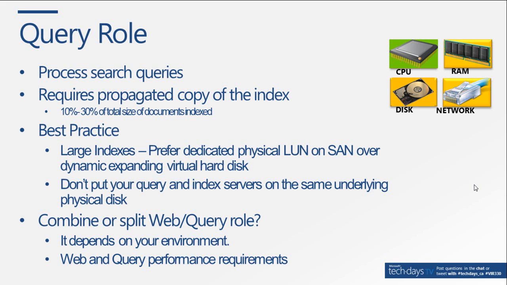So either that's going to be on a central storage area network as a physical LUN there, or using a fixed size virtual hard disk, which is a pre-configured amount of disk space for the virtual machine's virtual hard disk, and that's going to give you very, very good performance. The other thing to keep in mind, if you're going to have an index server and a query server using the exact same storage infrastructure, keep them off the same physical disk. Have your index server using one set of physical disks and your query server using a different set, so that reduces contention.